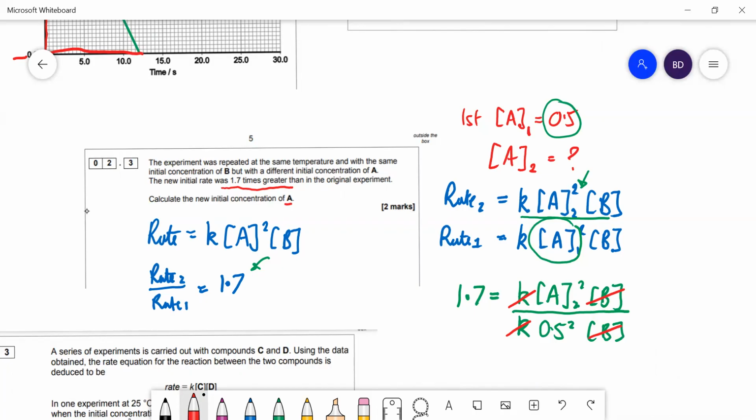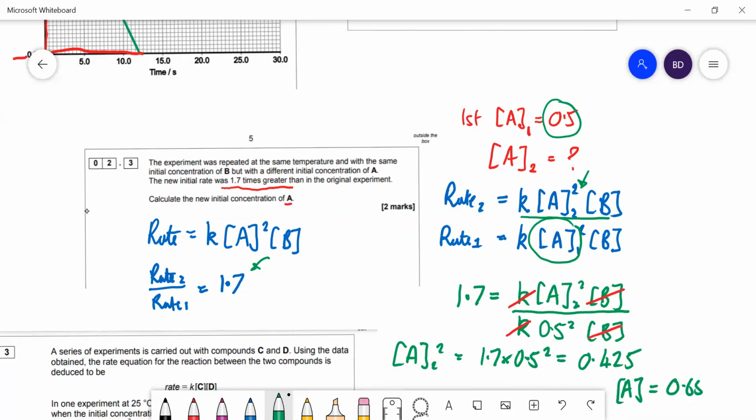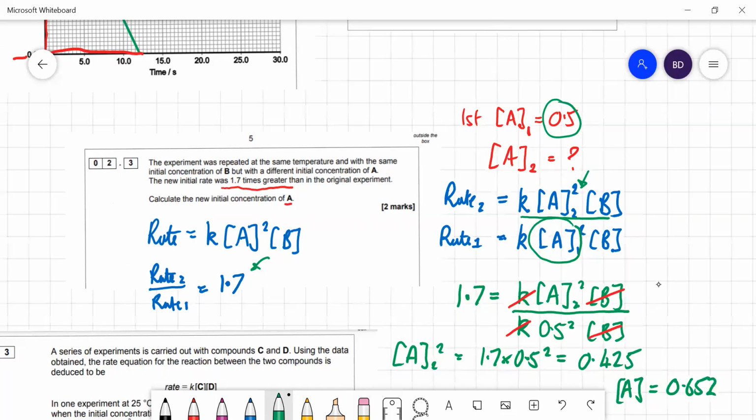Let's rearrange that. A2 squared is equal to 1.7 times 0.5 squared. Do that in a calculator, you get 0.425. So take the square root of that to get A. The square root of 0.425 is 0.652, and the units, of course, are moles per decimeter cubed.